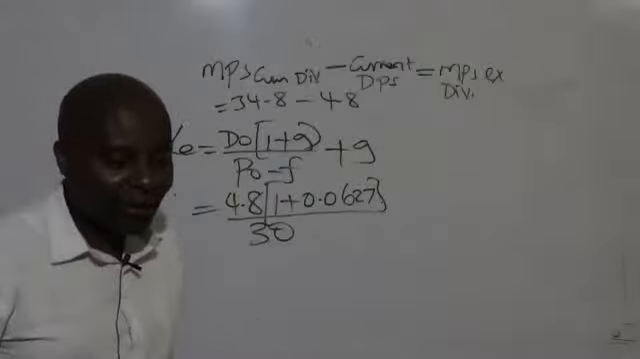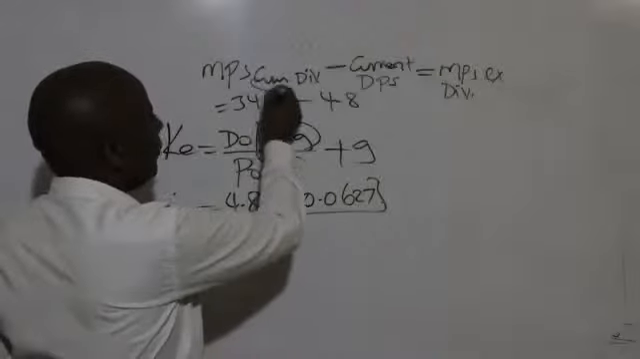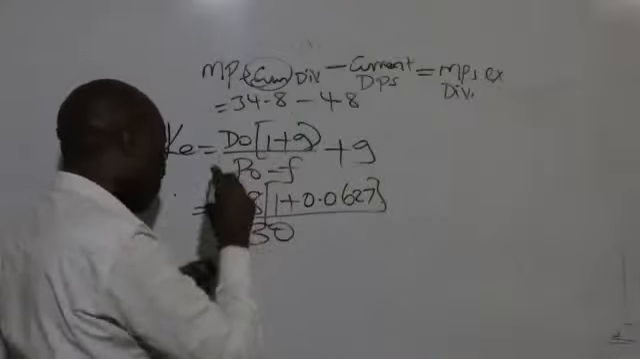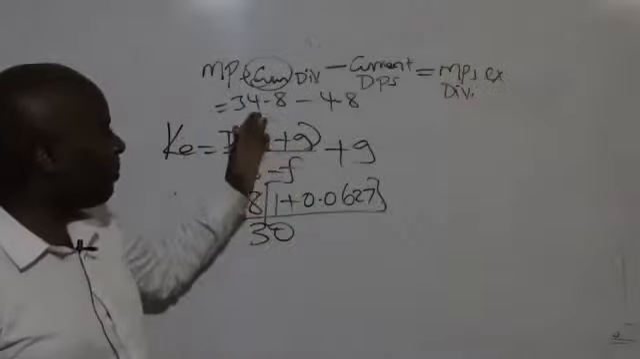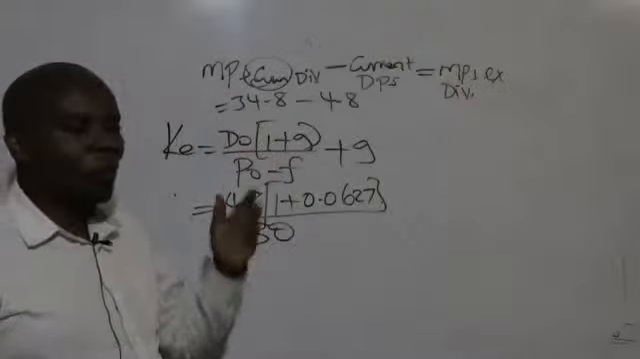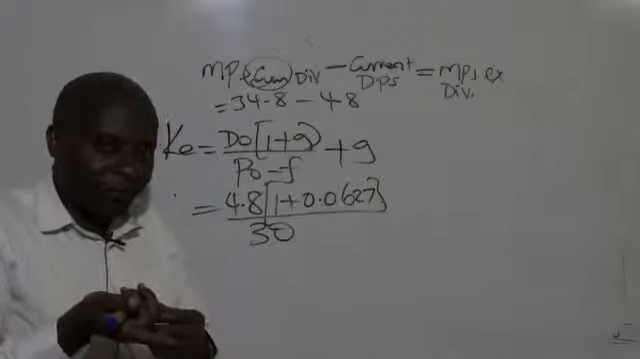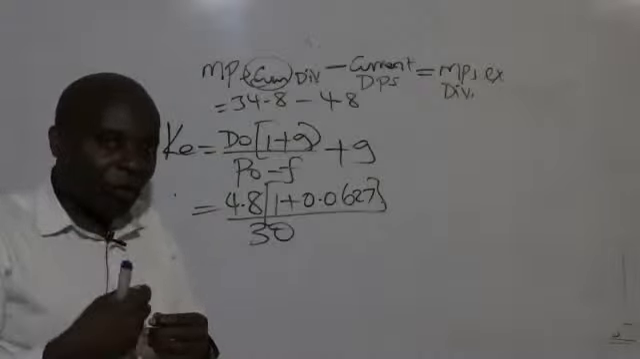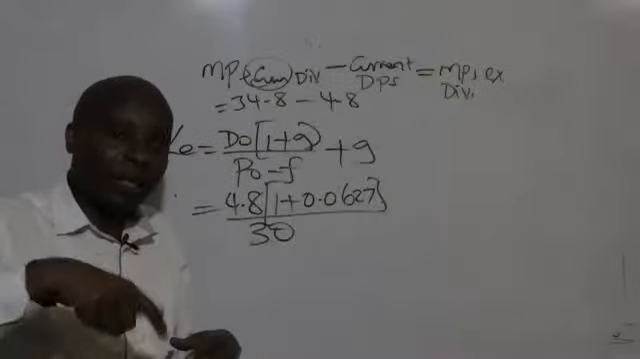Yes, sir. What is the meaning of cum-dividend? It means that the person who is going to buy this particular share at a particular price, like this 34.8, will be entitled to receive the next dividend. So basically the share is coming with a dividend component.